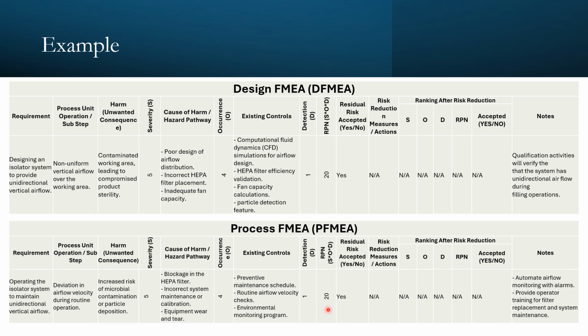So your RPN calculation will be 20, right? And the residual risk shall be accepted. And again, you don't need to recalculate the RPN, right? So overall, in this way, you can draft the FMEA for design of equipment and for process of equipment, right?